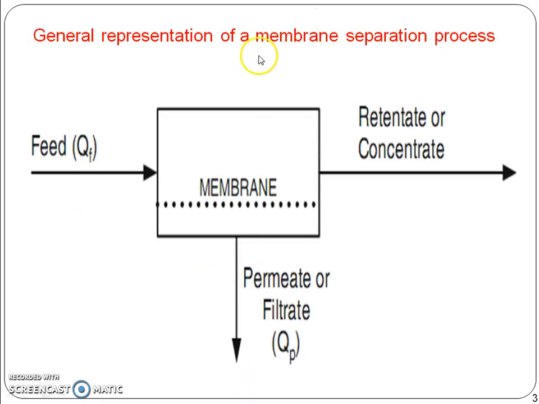In any separation process, a membrane is used. Water coming from one side passes through the membrane and we get the treated or pure water by the removal of different groups of impurities from the water. Such a process is known as a separation process, and this is the general representation of a membrane separation process.